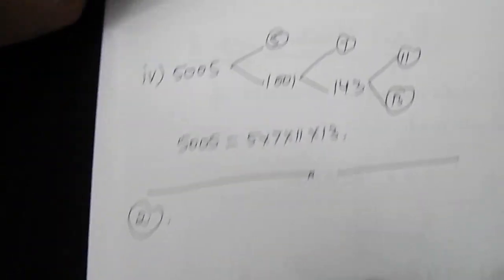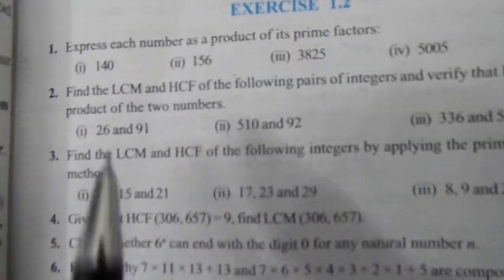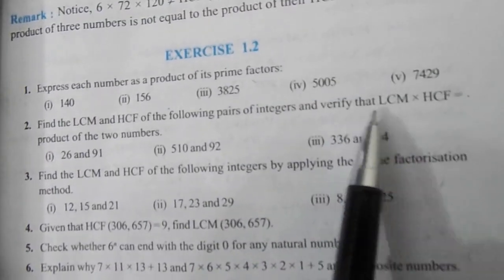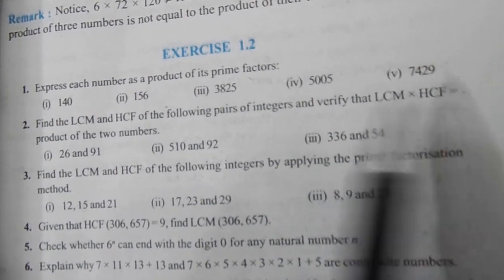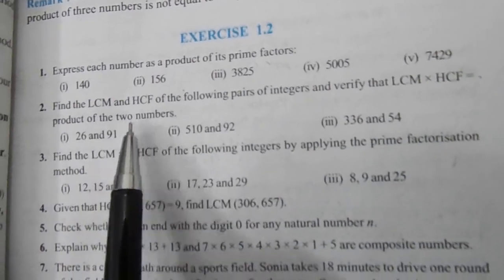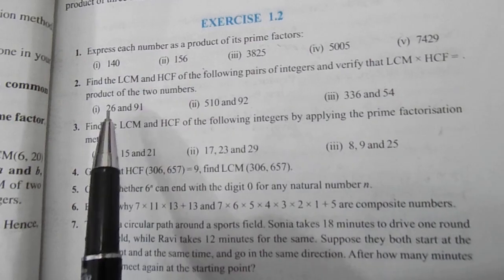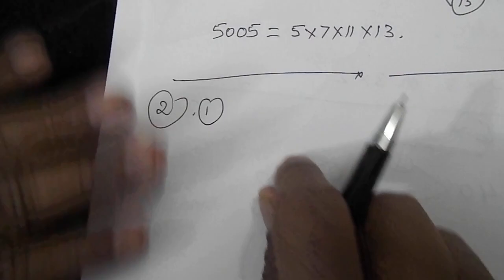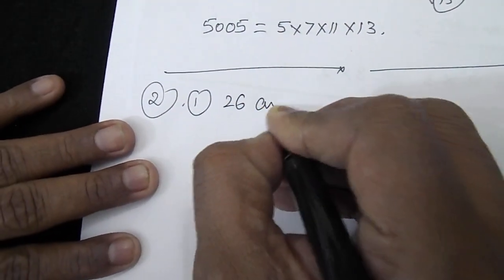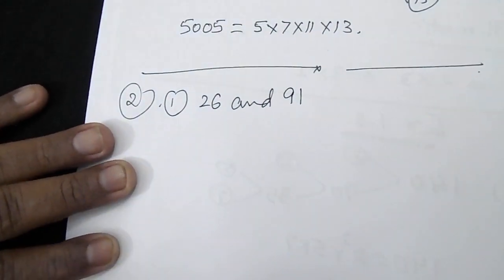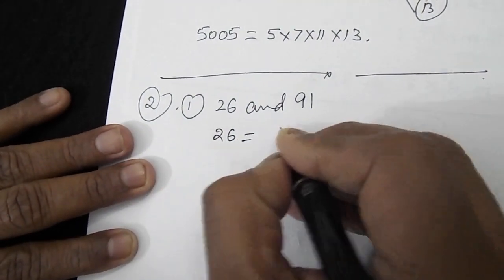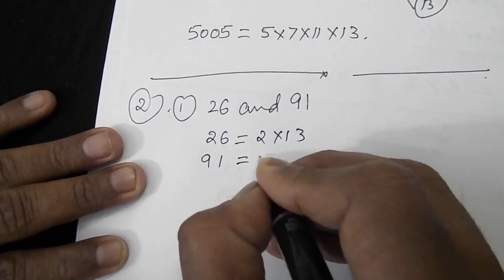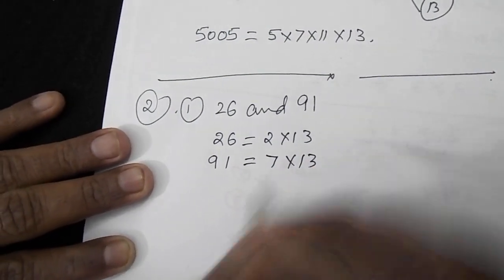Now moving on to question number 2. Find the LCM and the HCF of the pair of integers and verify that LCM into HCF is equal to the product of the two numbers. So we have to find the LCM and HCF of these given pairs. So students, moving on to the first part, 26 and 91. We find the prime factors of 26, which will be 2 into 13. Then prime factors of 91, which will be 7 into 13.